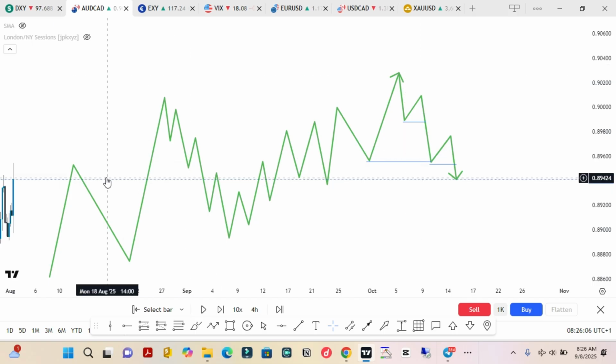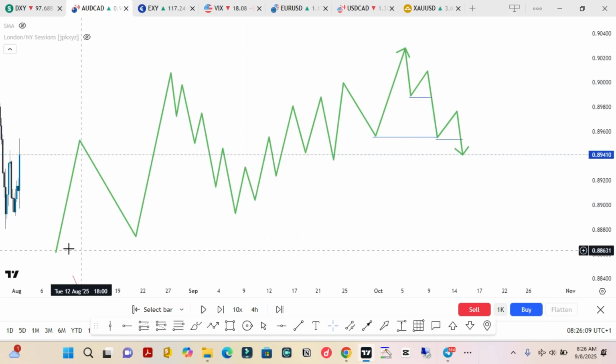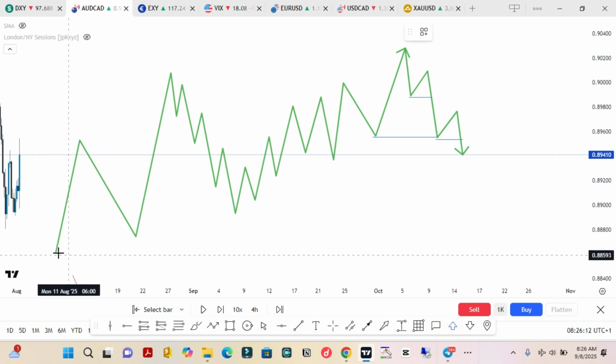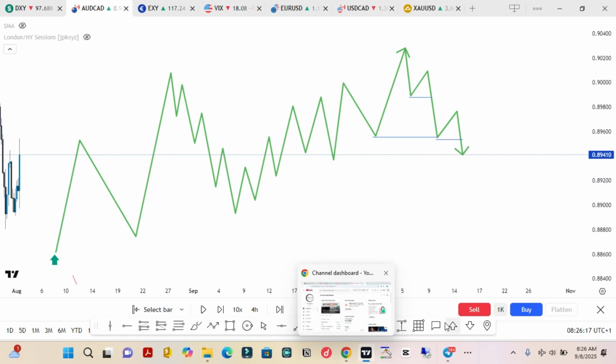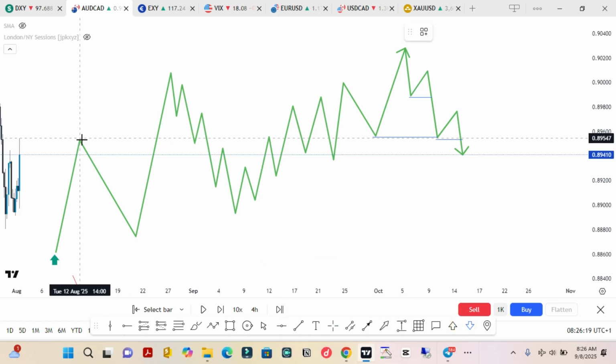So what do I mean? Now if you look at this particular chart, you will see that the price started from here. What we can see is from here. So the price started from here, and what is the first swing high? This is the first swing high. So we have a swing high right there.